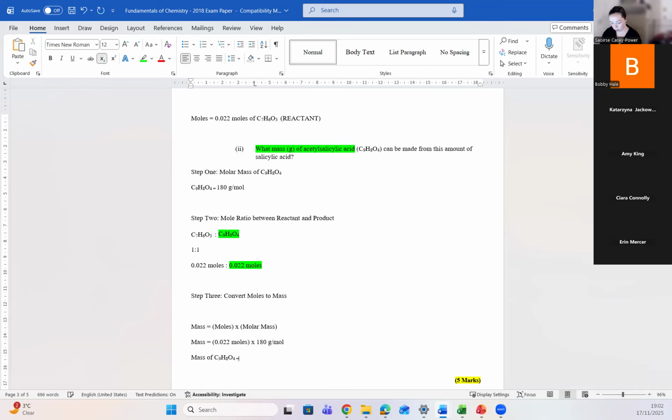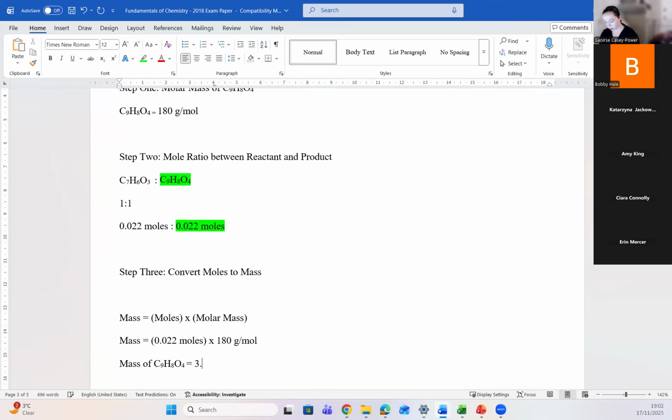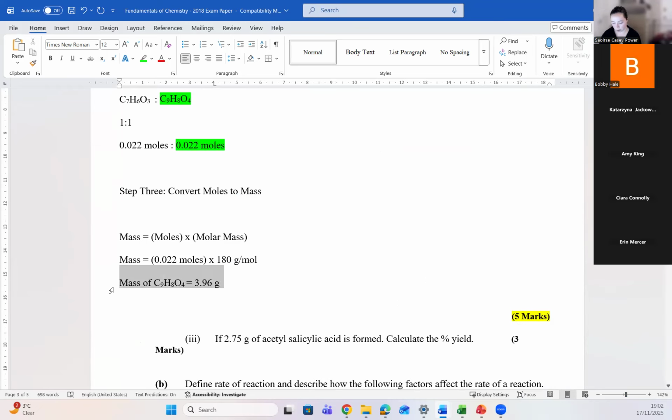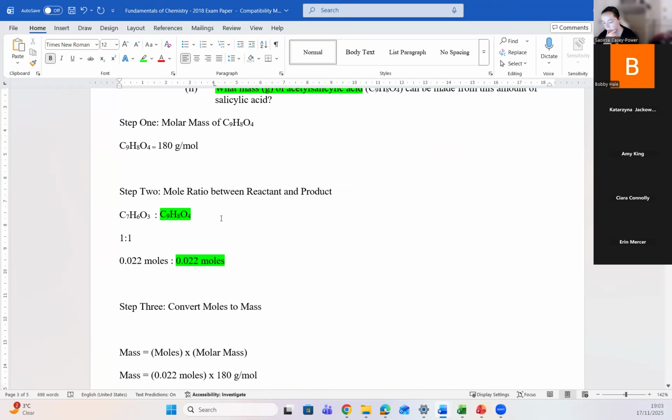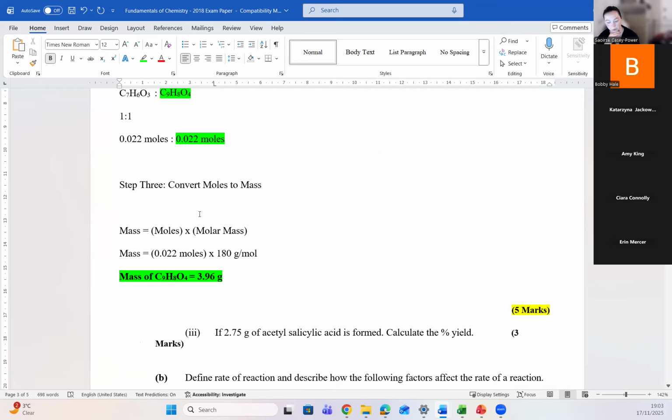So your final mass, answering the question of what mass of acetylsalicylic acid, should be 0.022 times 180. What you should be getting here, guys, is 3.96. Perfect, so that is your final answer for that one, and that was another 5 marks. If you'd gotten as far as step 1 and step 2, that would give you 3 marks, and your final 2 marks would come from the last little conversion into grams.